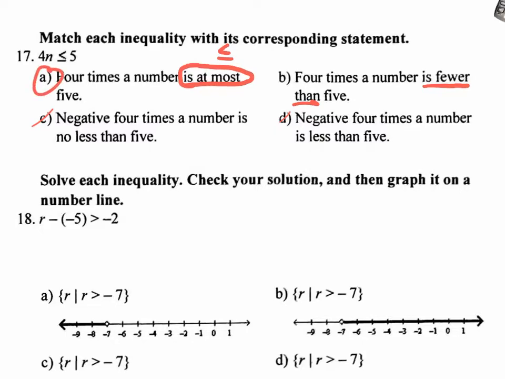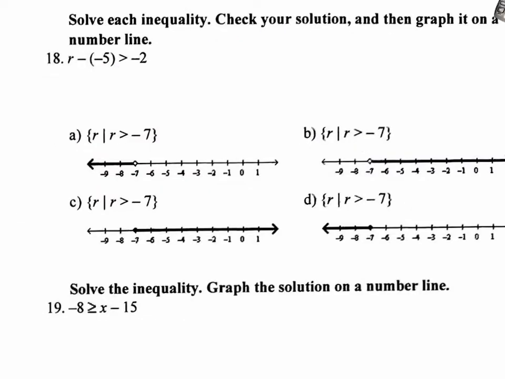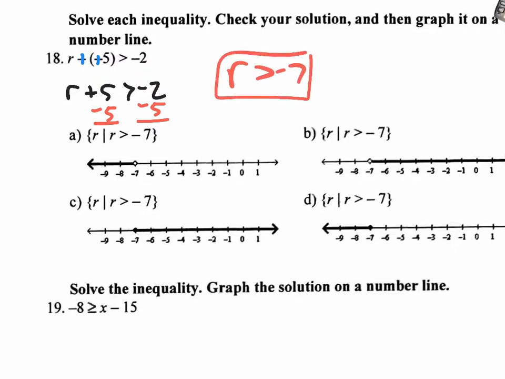Let's move on to the next one. Solving. For some crazy reason, a lot of people messed up with the minus minus. You have to change the minus minus to plus plus. So what do we really have? You have R plus 5 is greater than -2. So you're going to subtract 5 here, subtract 5 there. You're going to have R, you don't flip it, it stays -7. So R is greater than -7.